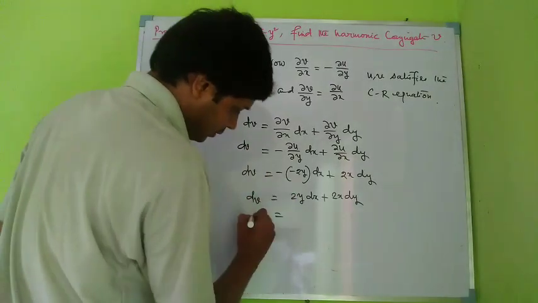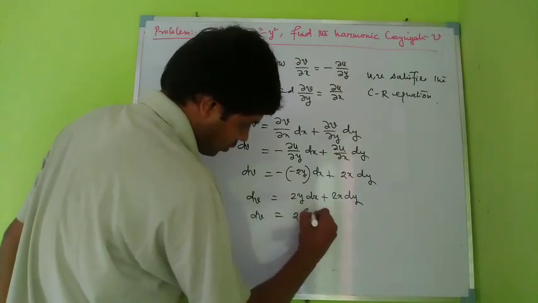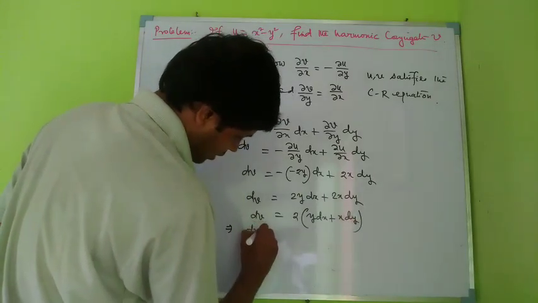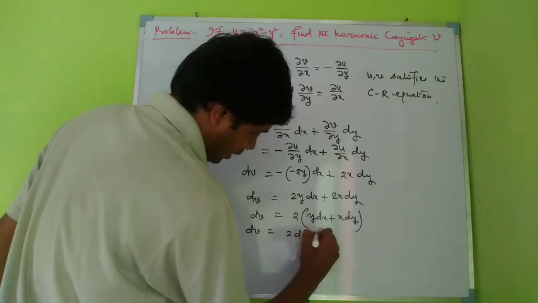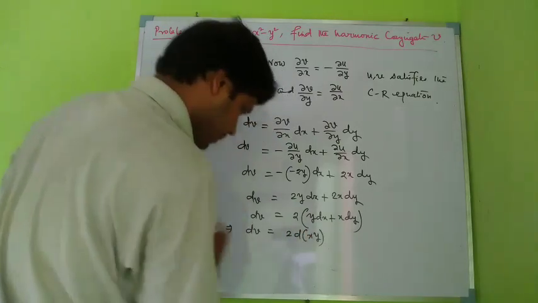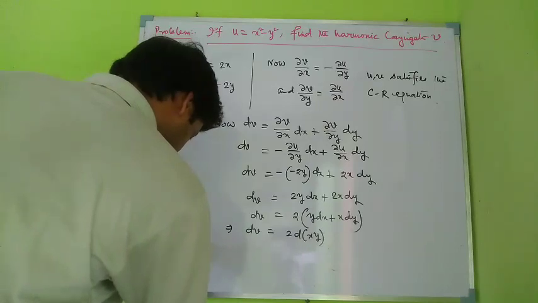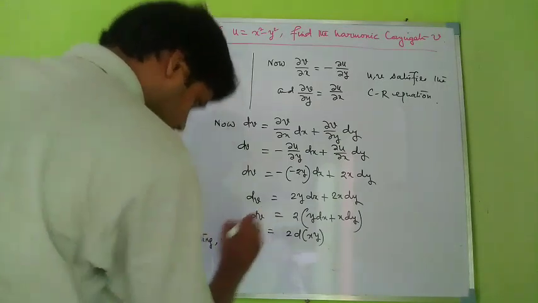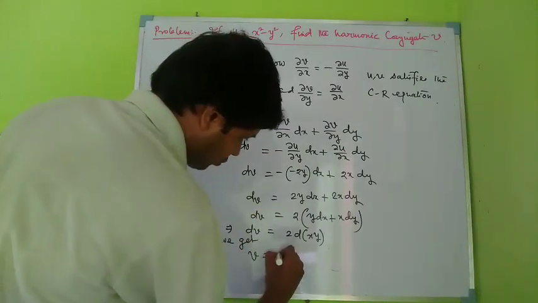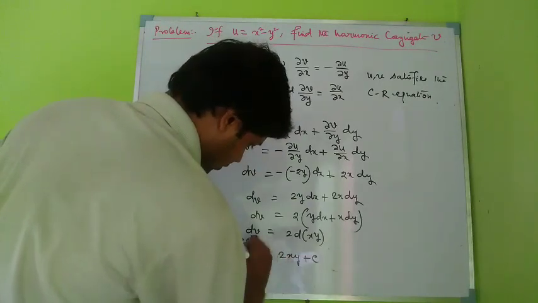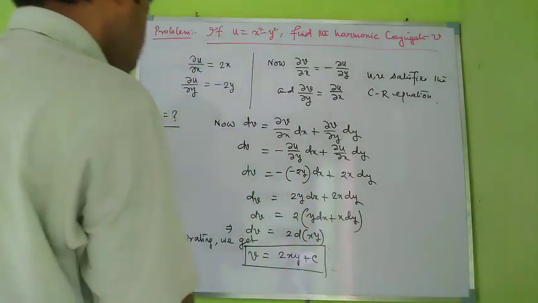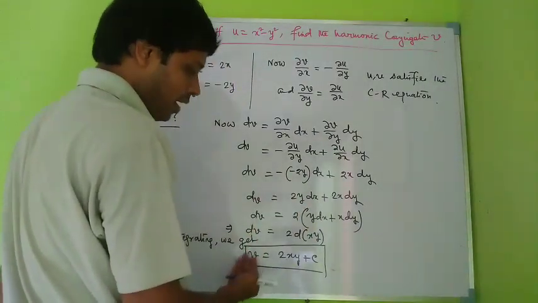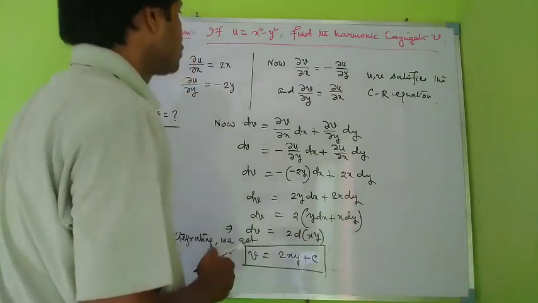So dv is equal to 2 times y dx plus x dy, which implies dv is equal to 2 d of xy. Integrating, we get v is equal to 2xy plus c, which is the harmonic conjugate. So we have been able to find the harmonic conjugate v is equal to 2xy plus c.